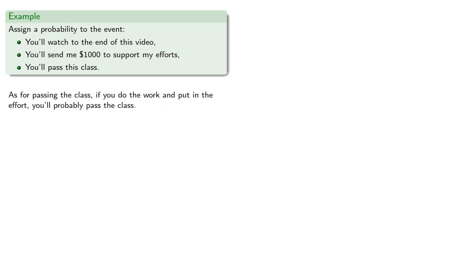Again, it's not impossible, but I'm not going to wait for a check in the mail. As for passing the class, if you do the work and put in the effort, you'll probably pass the class. But sometimes you won't. Things happen, life gets in the way, so maybe some sort of intermediate probability like 0.8. Pretty confident, but not absolutely confident.